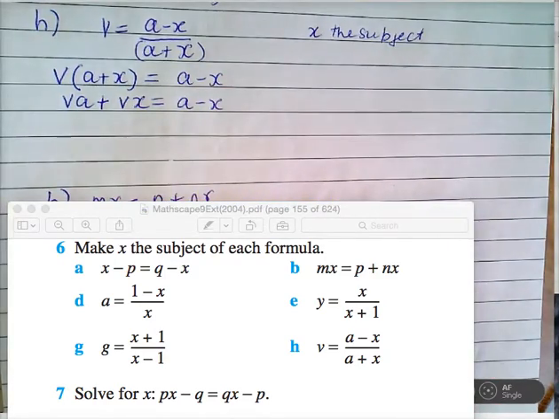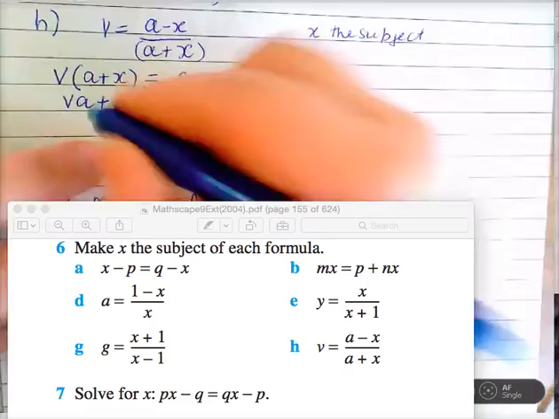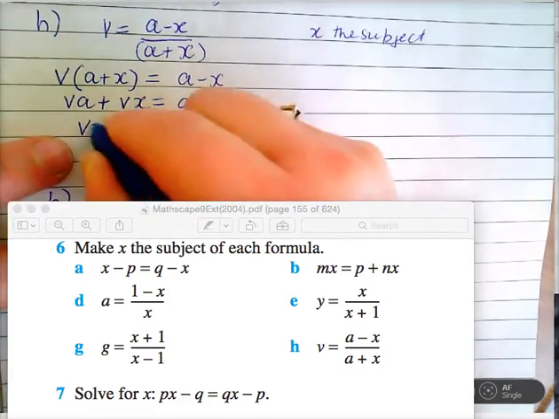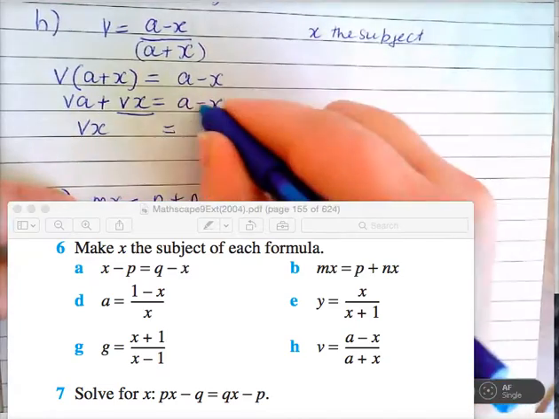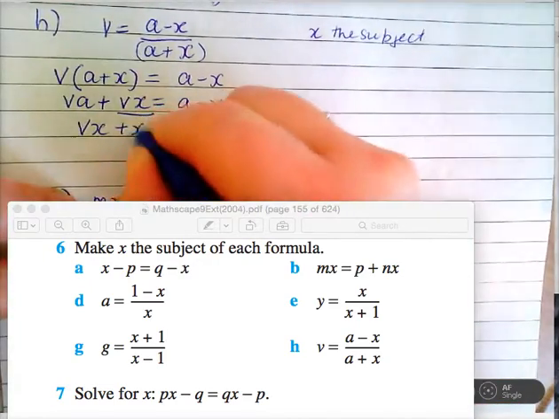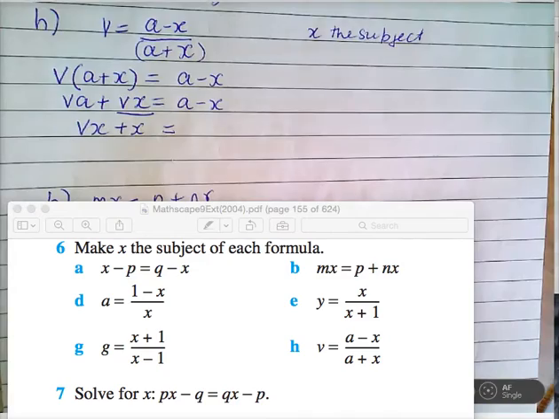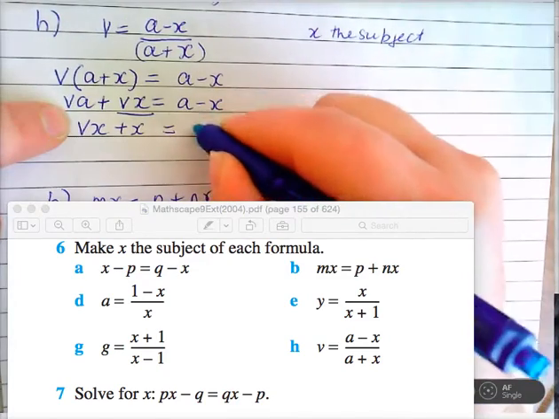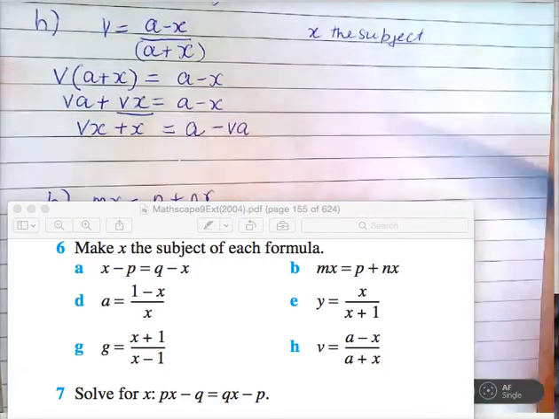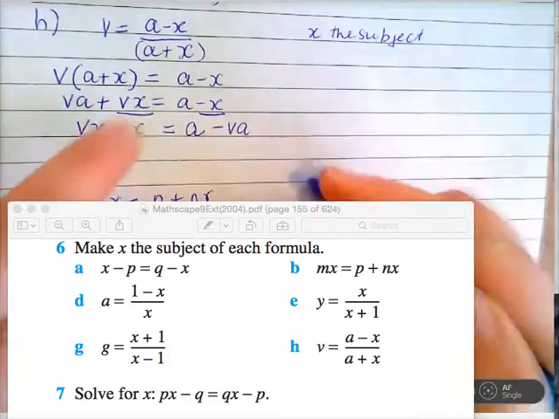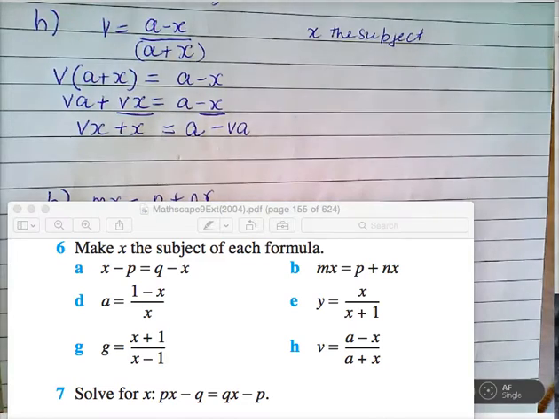Now, girls, the important step here. Anything with x's on one side, anything without x's on the other side. So keep the vx here. Bring the minus x over to plus x. And now everything else has to go on the other side. Keep the a here. Minus va. Girls, can you see I'm identifying anything with x's and they've got to go on the left?